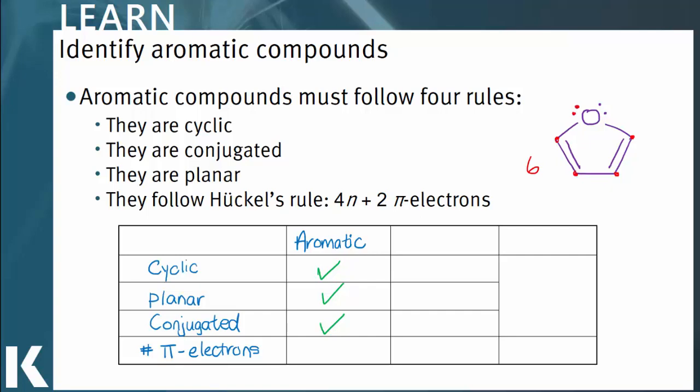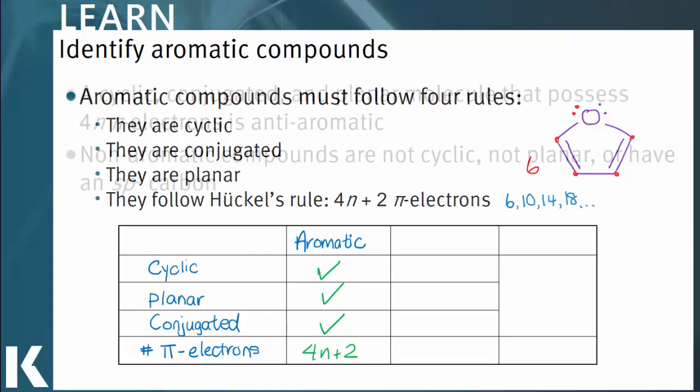The number of pi electrons participating in conjugation must follow Huckel's rule, which is 4n plus 2, where n is a positive integer. Aromatic compounds will have 6, 10, 14, 18, and so on pi electrons.